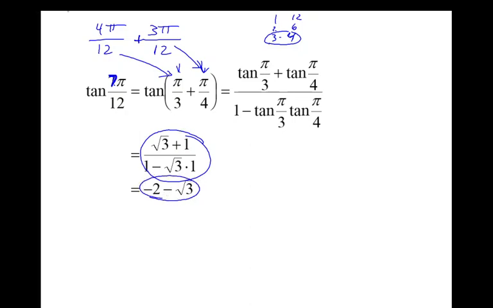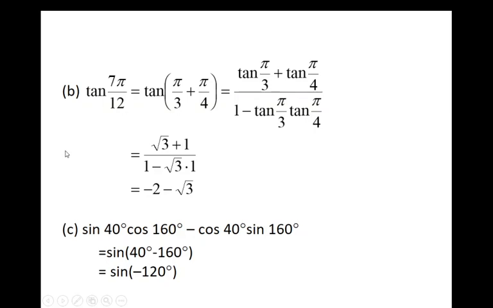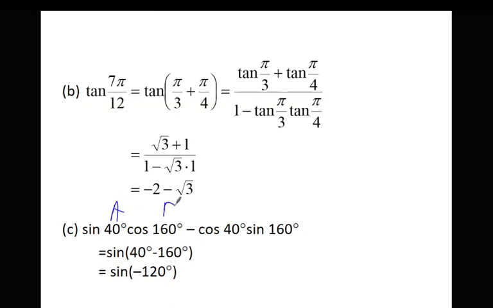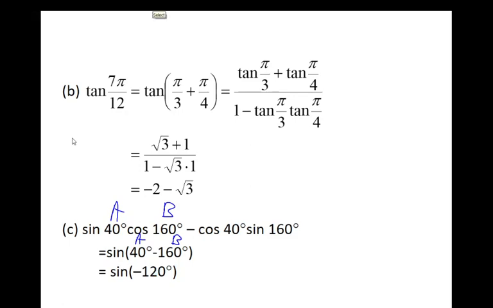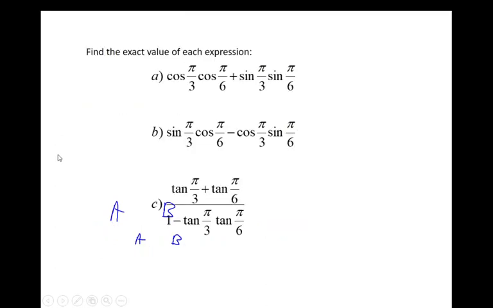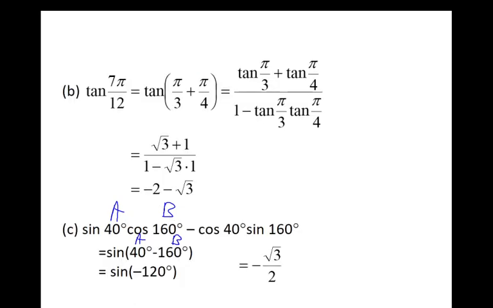Okay? And then solution C, we're working backwards. So we have the difference of sine equation, and it's telling us this is angle A and this is angle B. So we plug those into our equation. So we get 40 minus 160, which is negative 120, which is also coterminal with 240, which gives us our value from the unit circle, which is negative root 3 over 2.